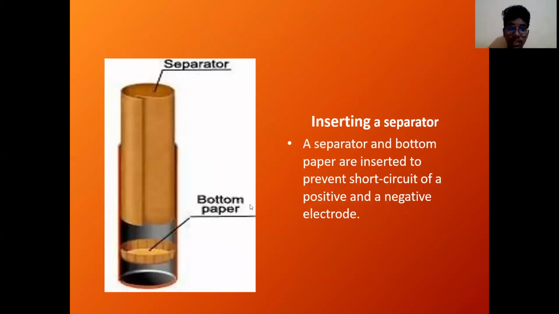So as you can see, this is a separator and a bottom paper. A separator and a bottom paper are inserted to prevent short circuits of the positive and negative electrodes. As we can see, it is for safety purposes. We use a bottom paper and a separator which will not pass electricity outside the zinc can.